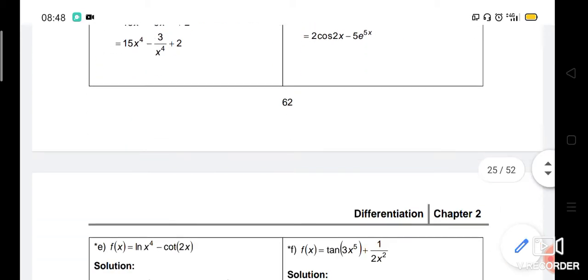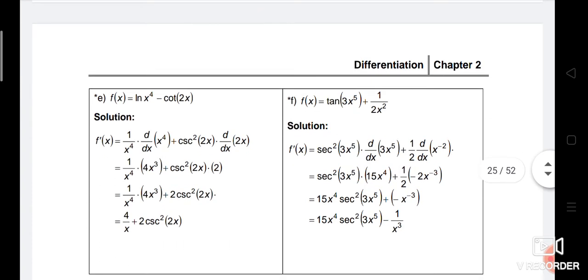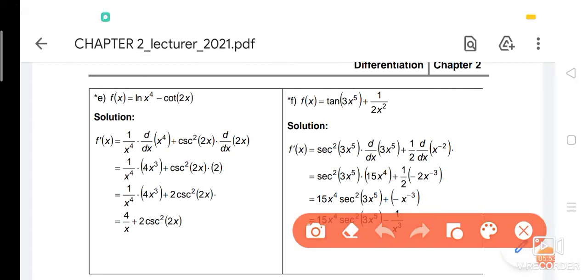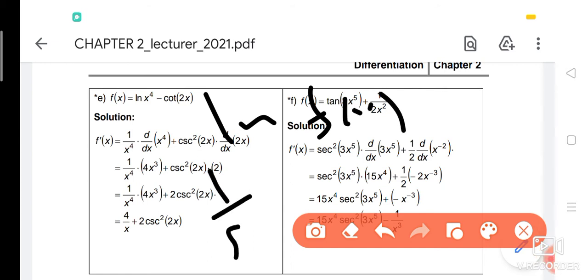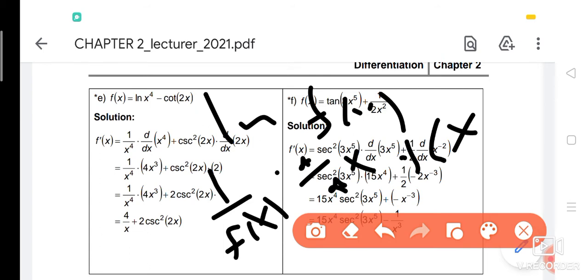Okay, next one. We proceed to number E. Given f(x) equal to ln x to the power 4 minus cot 2x. Okay, so differentiate ln x to the power 4. Kena recall la formula for ln. Apa formula for ln f(x)? Ingat balik. Kalau diberi ln f(x), differentiate dia akan jadi 1 over f(x), lepas tu differentiate f(x). Ingat balik la.